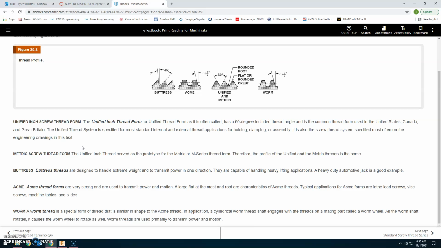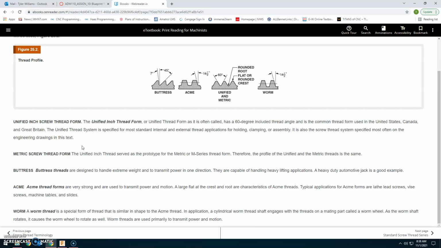Metric screw thread form: the unified inch thread served as the prototype for the metric or M series thread form. Therefore, the profile of the unified and metric threads is the same. Buttress threads are designed to handle extreme weight and transmit power in one direction. They are capable of handling heavy lifting applications. Heavy-duty automotive jacks is a good example.